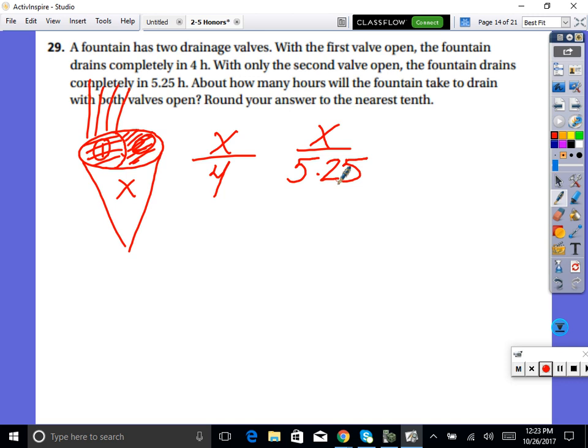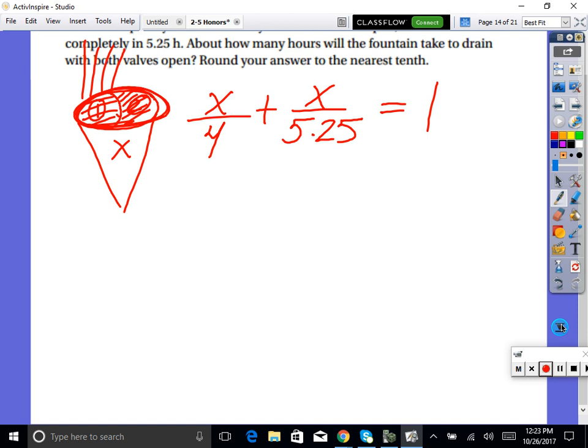It says, how many hours will it take the fountain to drain if we now open up the entire thing here? So think about it. If this is how long the first valve takes, plus this is how long the second valve takes, that's how much it will take together to drain one container. So let's solve for X. It's the same idea that we just did. Get a common denominator.